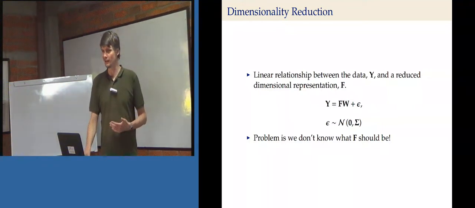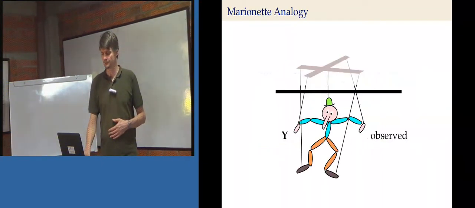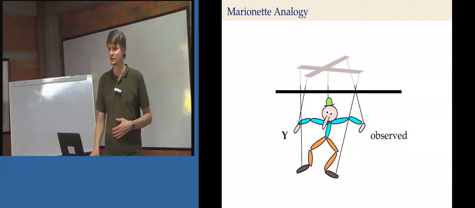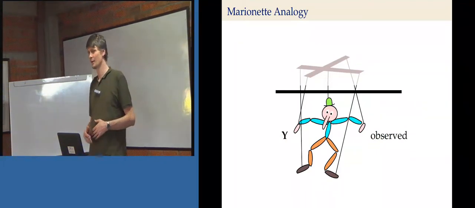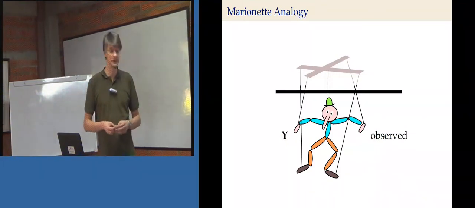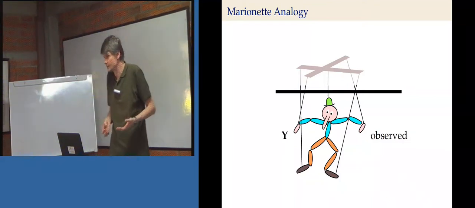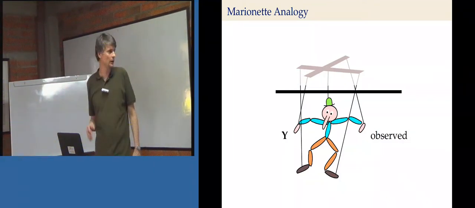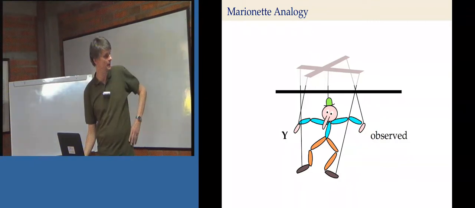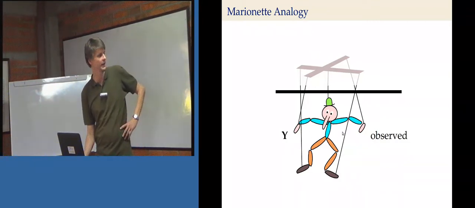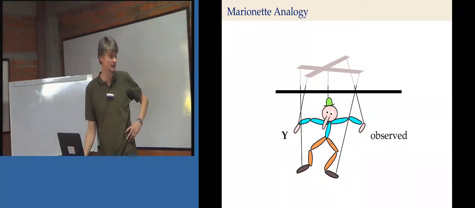But I've got a little analogy. I like this analogy for this one. So this is my analogy. This is an analogy for all latent variable models. So in a latent variable model, you observe some high-dimensional data object, which in this case is a very well-drawn marionette, I might say.